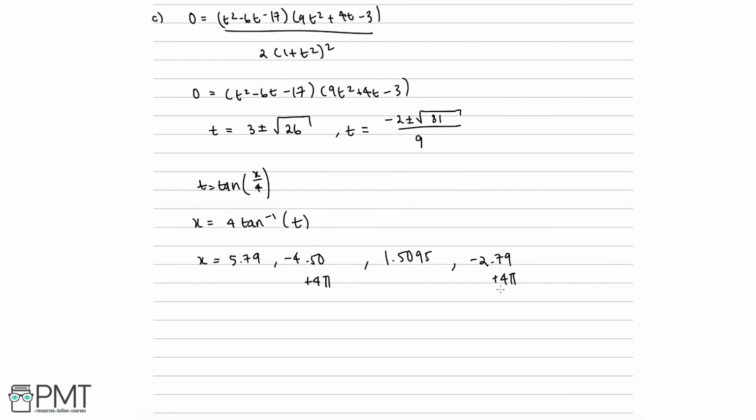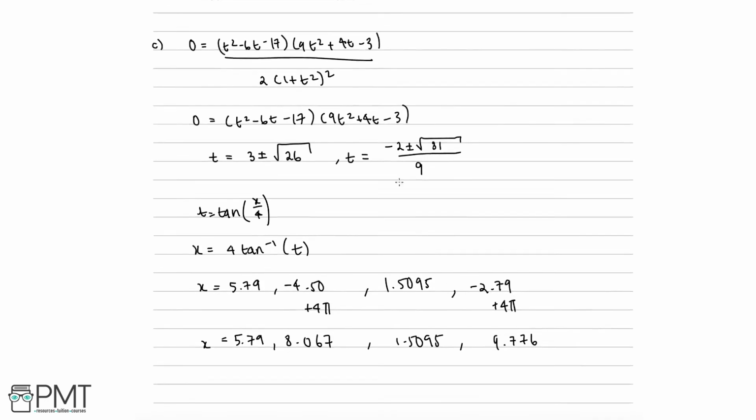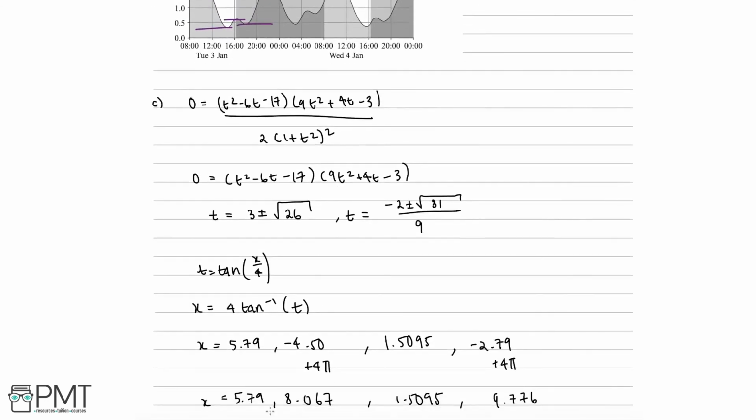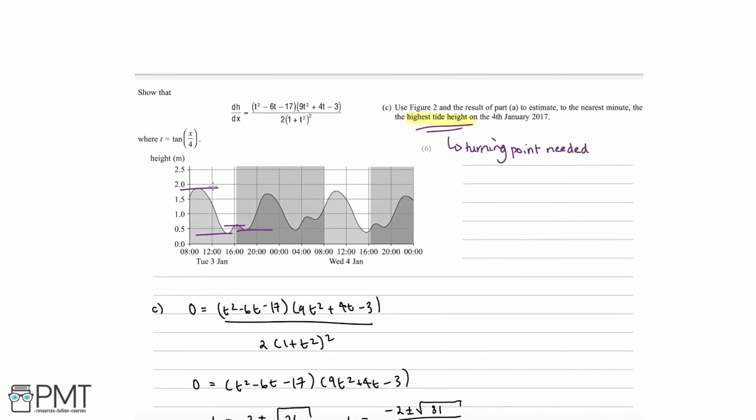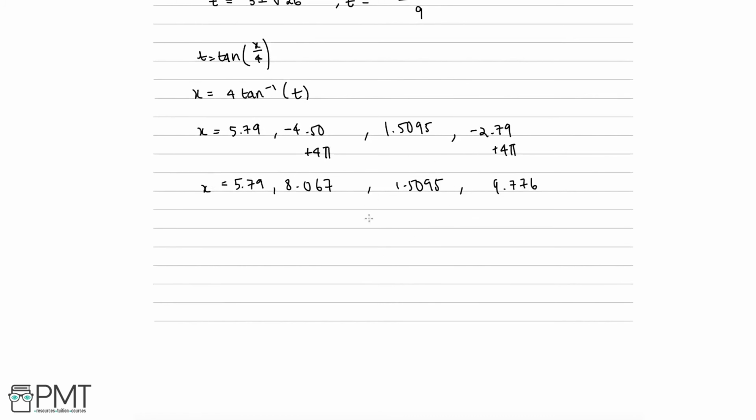So if we add 4 pi to each of our values, we get x is equal to 5.79, and minus 4.50 plus 4 pi will be equal to 8.067. 1.5095 is positive, so we can leave that there. And minus 2.79 plus 4 pi will be equal to 9.776. Now we can see over here which values of x correspond to which peaks because they go in ascending order, but we want our smallest positive value of x to correspond to this first peak over here. So our smallest positive value of x will be 1.5095.